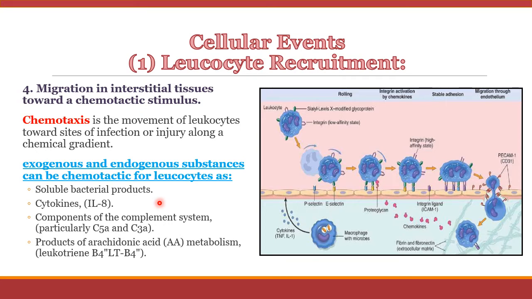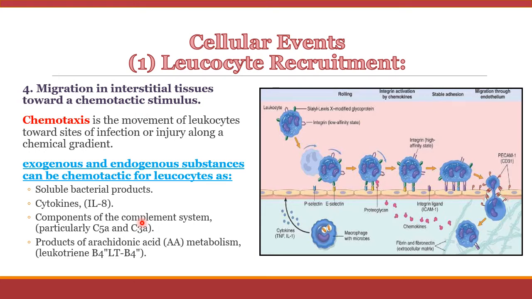We have also other cytokines, like for example different interleukins like interleukin 8 or other interleukins. We have also other components of the complement system, and we will talk about that in more detail in next slides. The main chemotactic complement system components are C5a and C3a. These two specifically from the complement system are chemotactic or very chemically attractive to the leukocytes at the site of the injury.